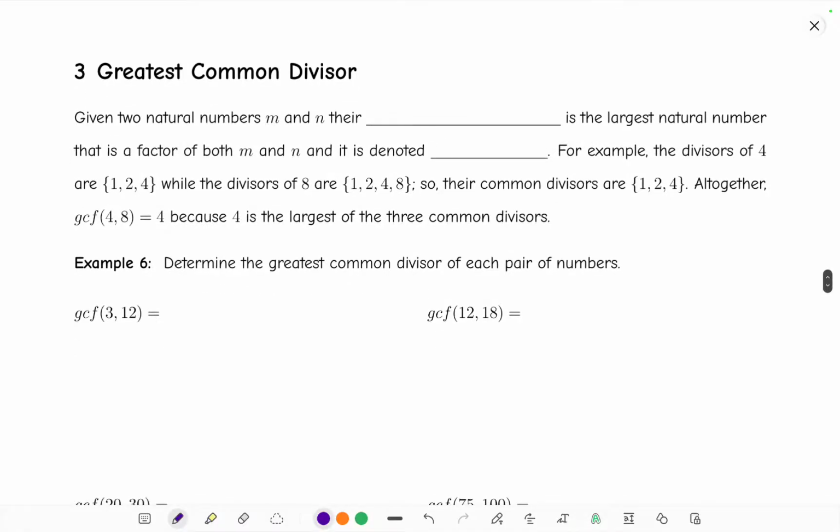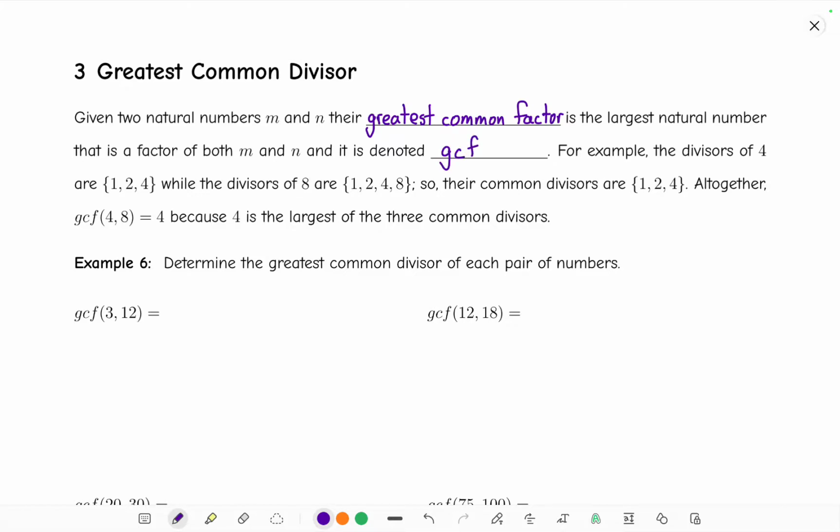Greatest common divisor. Given two natural numbers m and n, their greatest common factor is the largest natural number that is both a factor of m and n, and is denoted GCF.